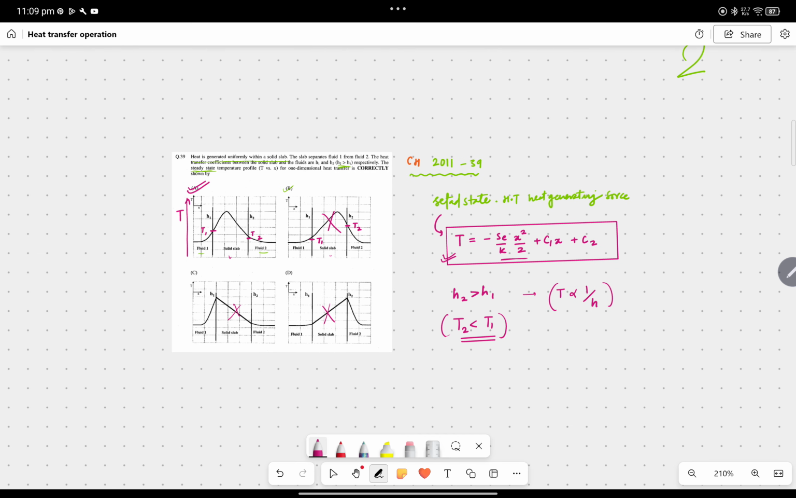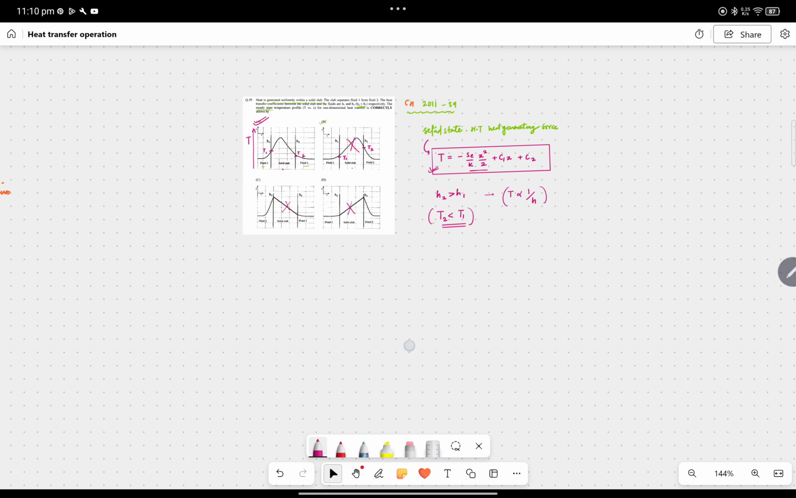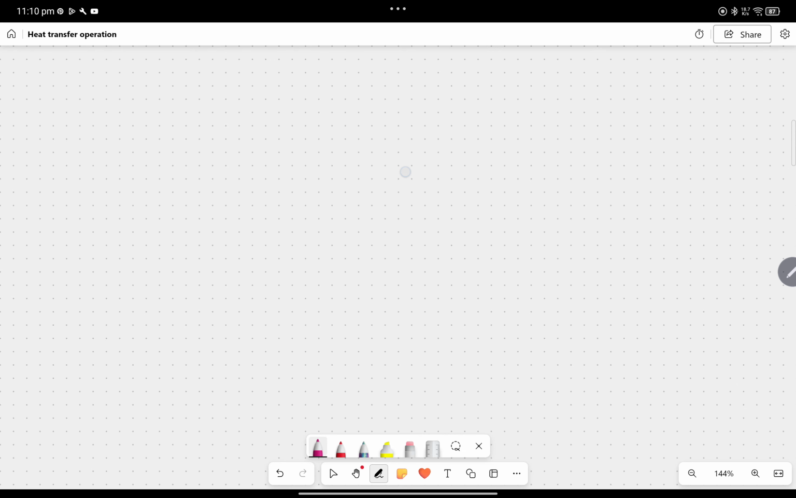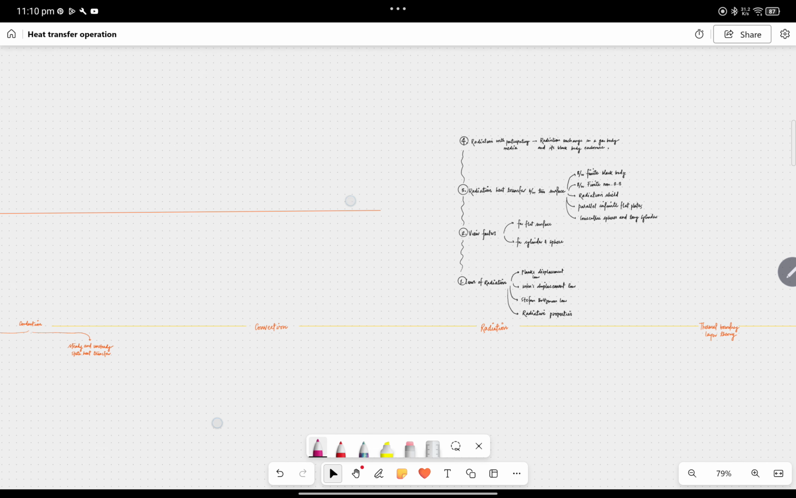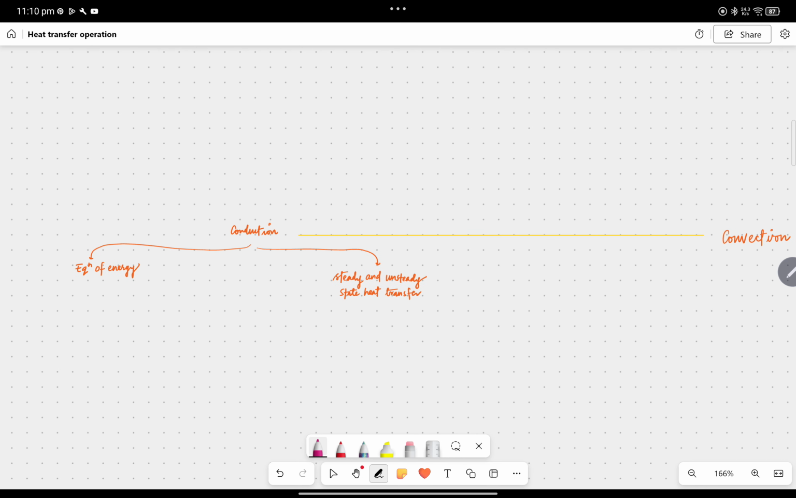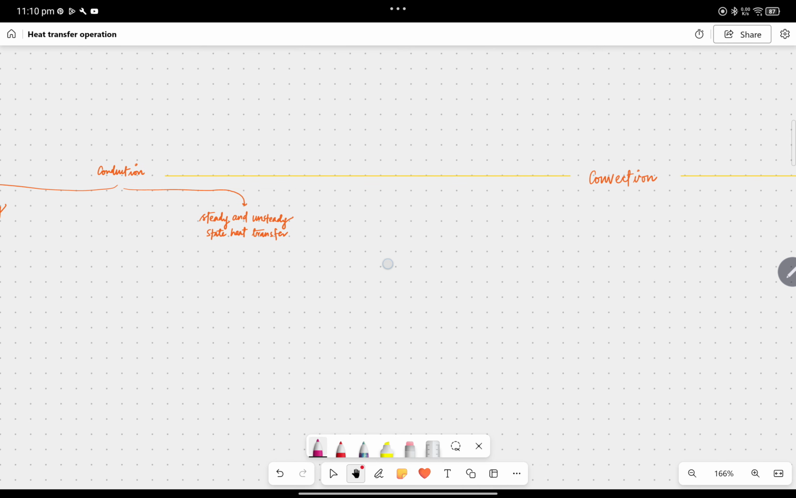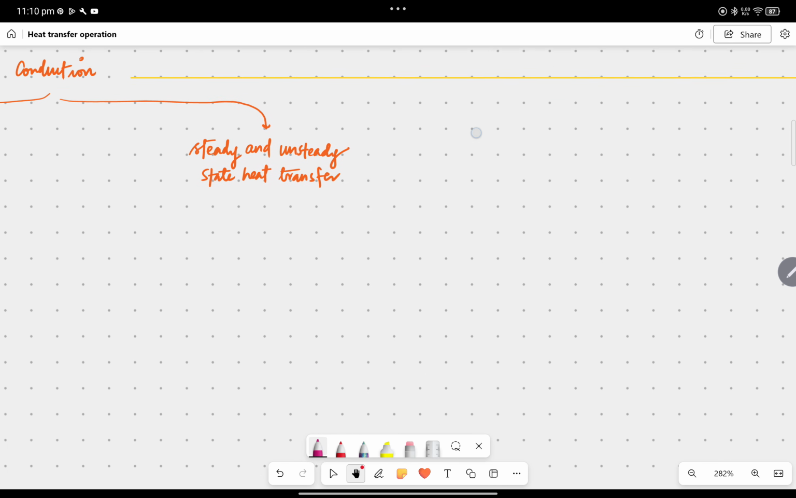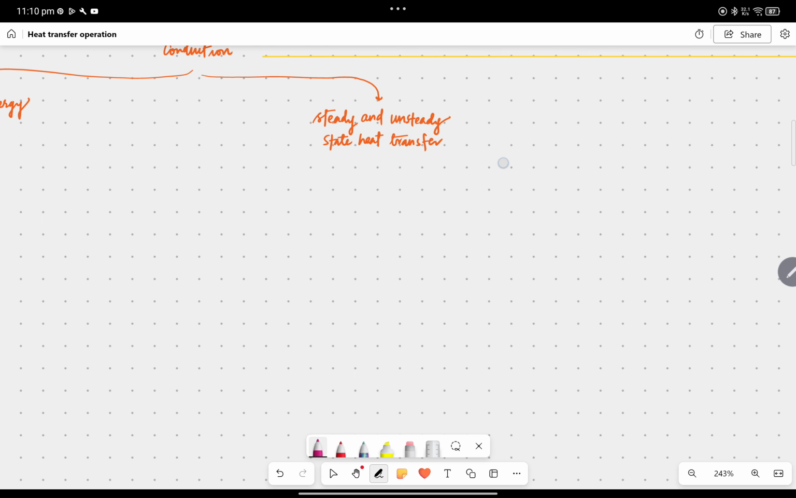Now let's see where this question has come from. For that we are going to see the mind map of heat transfer. I have made a mind map where first of all we learn conduction, where we learn the equation of energy, like how we do mass balance. Then we learn steady state and unsteady state heat transfer. From here the concept of steady state heat transfer in a heat generating source has come.